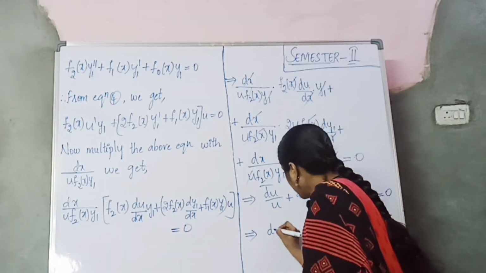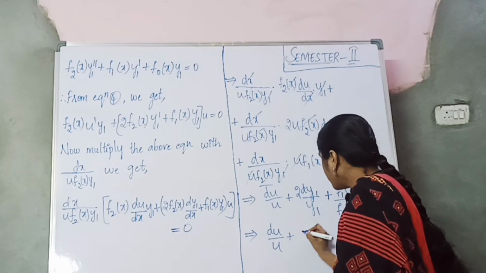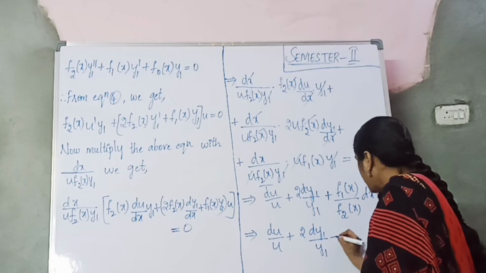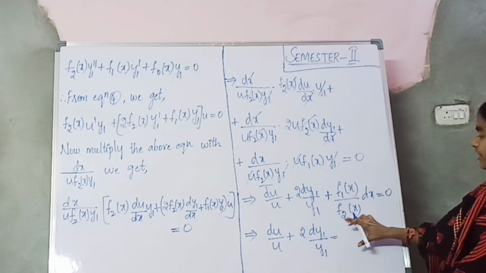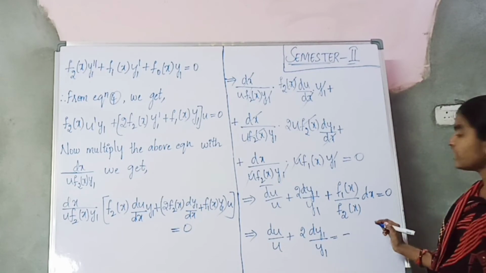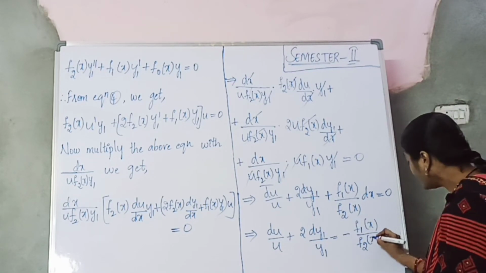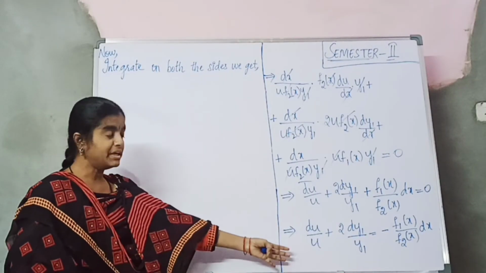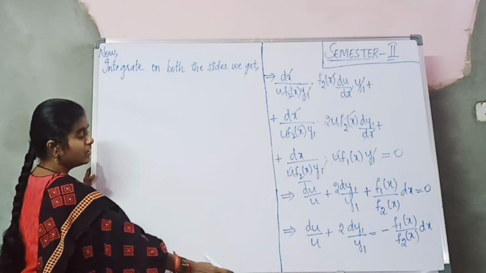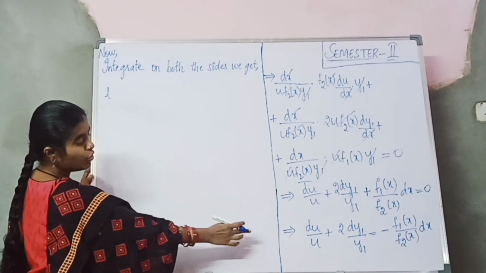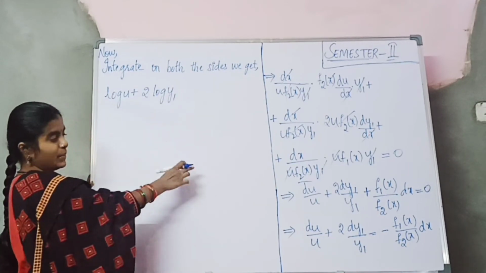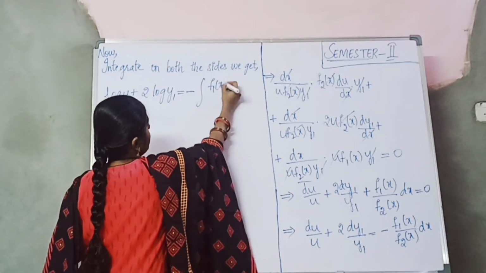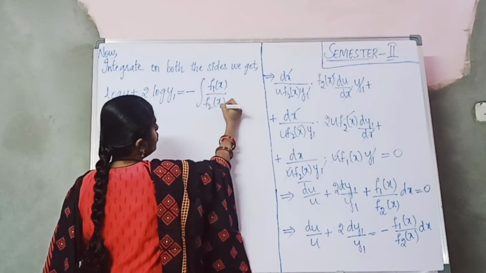So du by u as it is plus 2 dy1 by y1 equals, taking f1(x) by f2(x) to this side, minus f1(x) by f2(x) into dx. Now integrate on both sides. Then we get log u plus 2 log y1 equals minus integral of f1(x) by f2(x) into dx.